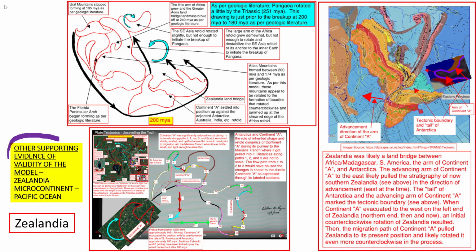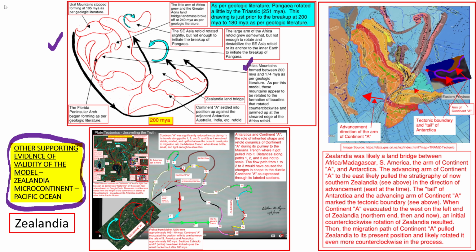Okay, other supporting evidence of the validity of the model: Zealandia, Microcontinent, Pacific Ocean. So this thing takes a journey, and we're going to talk about what happens. So before we move on with that, if you look at the upper diagram here on the top here, the Atlas Mountains formed between 200 and 174 million years ago, as per geologic literature. As per this model, these mountains appear to be related to the formation of Boudins. It's in that area and all that.